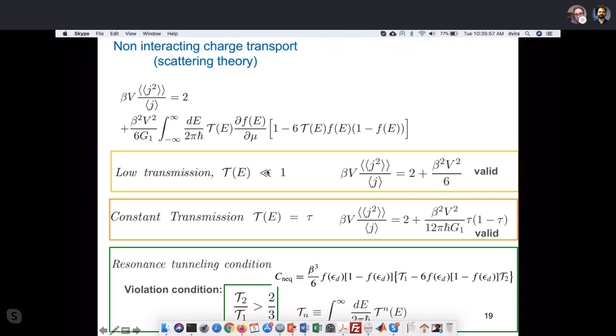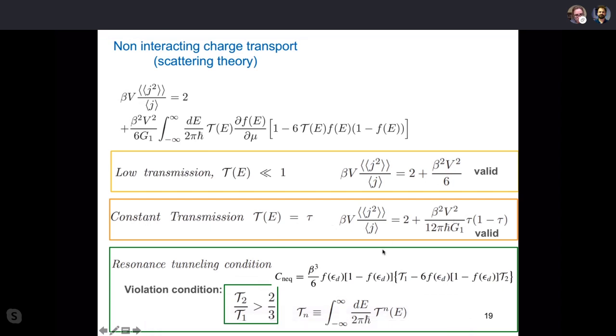The low transmission, as I've said, we just ignore this part, and we find a positive contribution. So the Tour as a whole is valid. Yeah, the inequality is satisfied. If you look at the left-hand side, it's greater than 2. If the transmission is constant, we get something which again is all positive. So we have a suppression which is quantum suppression, but overall the Tour is valid. And the last case here is what I mentioned, the resonance tunneling condition, when the transmission probability is very sharp.